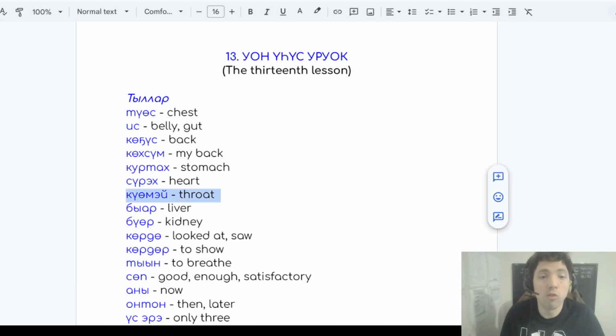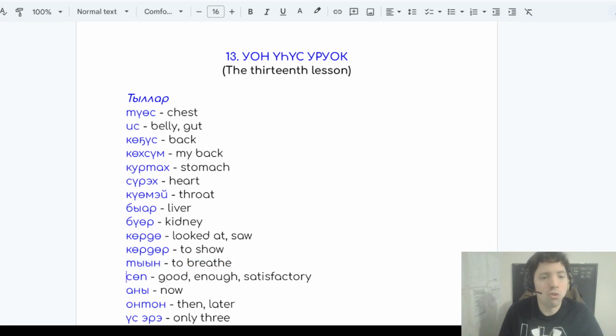Kubei, throat. Blood, liver. Bur, kidney. Now, a lot of people may not always know the exact difference between liver and kidney, and that may not be helped by Sakha because these words are kind of similar. But we have back vowels in liver and front vowels in kidney. Then we have kurtu, looked at, saw, kurtur, to show, tung, to breathe.